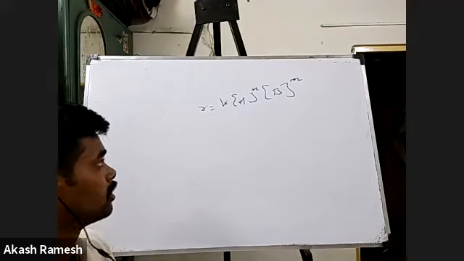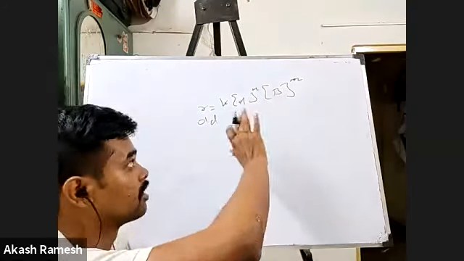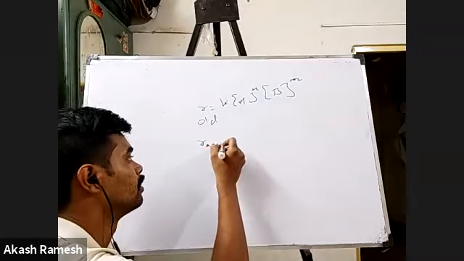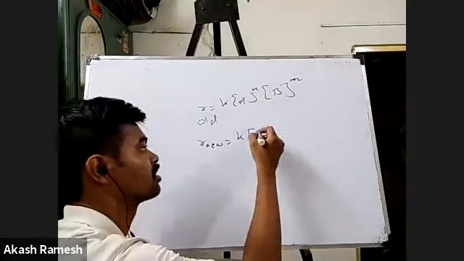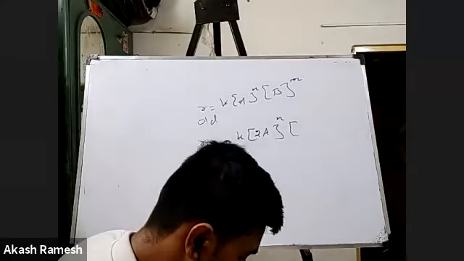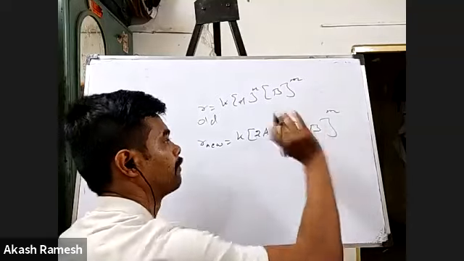Right. So again, say this is my old rate. Nothing is changing, that's the concentration of A and concentration of B. So R new will become what? Now what is happening to A? A's concentration is getting doubled, so I'll write it as 2A power n. And the concentration of B is getting halved, so I'll write it as 1 by 2 power n.